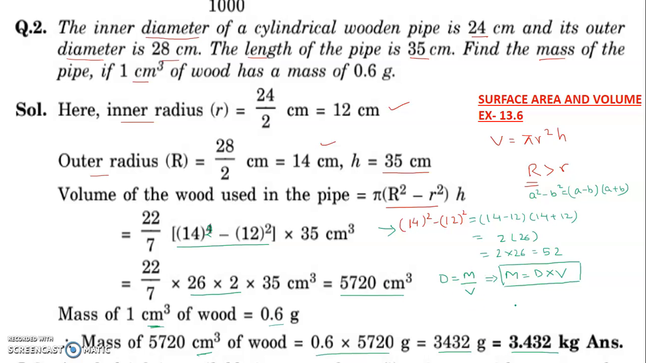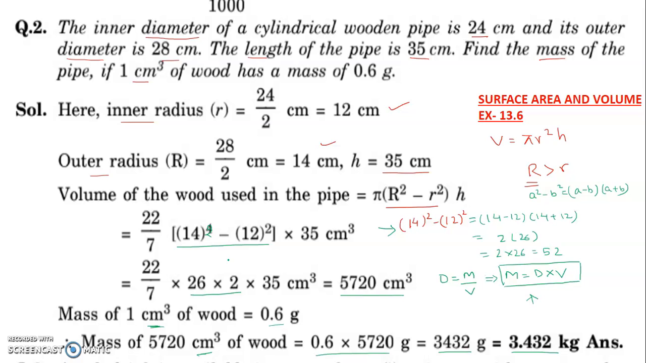Okay, so either you can use this formula or you can do it directly. That is also correct. Mass of 1 centimeter cube of wood is 0.6 gram, so the mass of 5720 centimeter cube of wood will be 0.6 into this, which is equal to 3432 gram, which is equal to 3.432 kg. In this conversion you should not make a mistake. It is very elementary, students. It is very easy. In this way you can complete this.